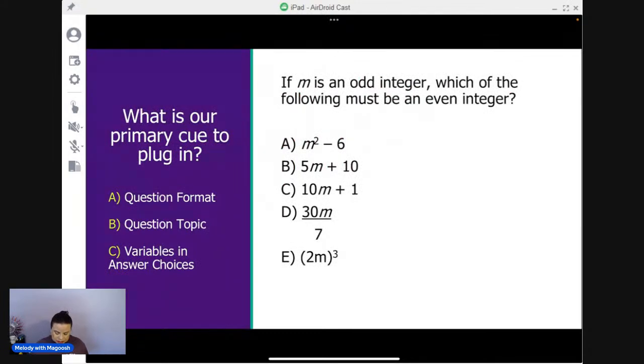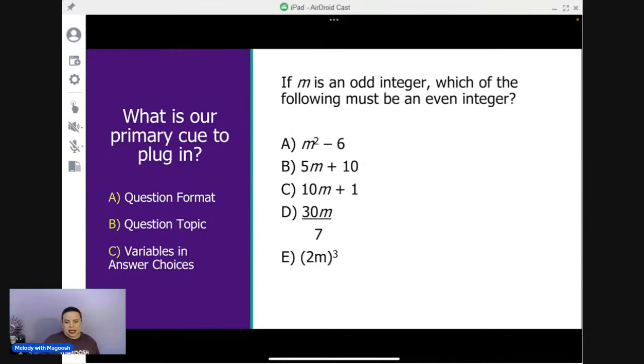Here's our next practice problem. This one might not be quite as easy. This is an integer properties problem, and a lot of us might not have a great plan for exactly how to go about solving this. It says if m is an odd integer, which of the following must be an even integer?